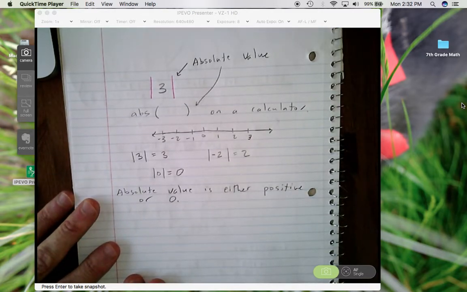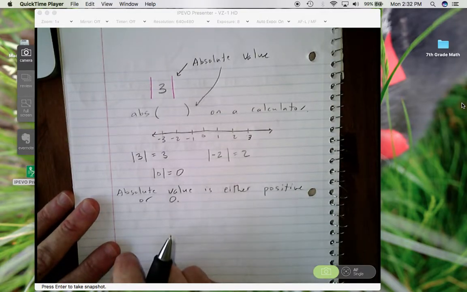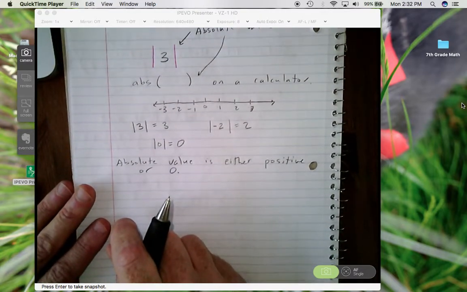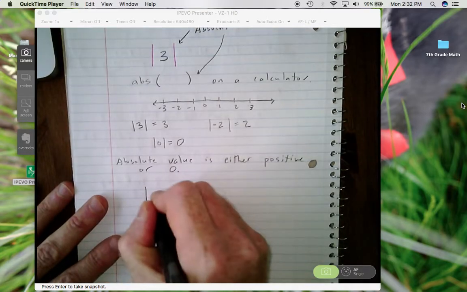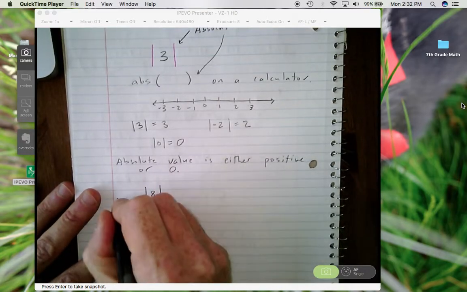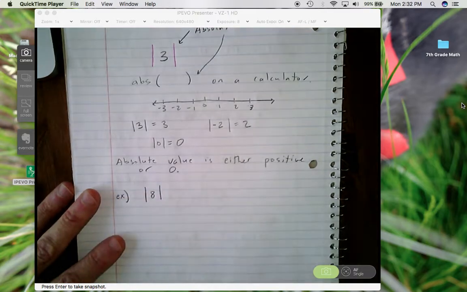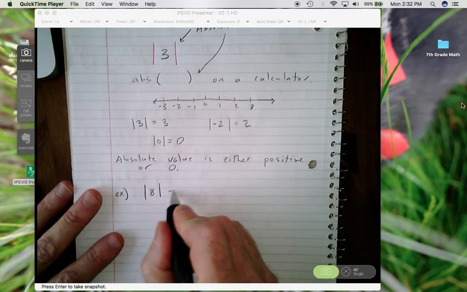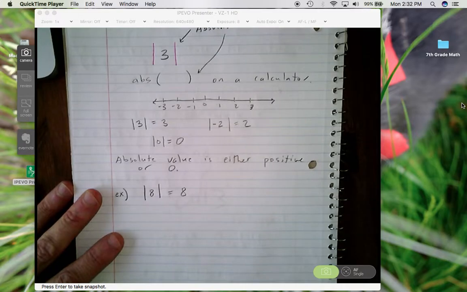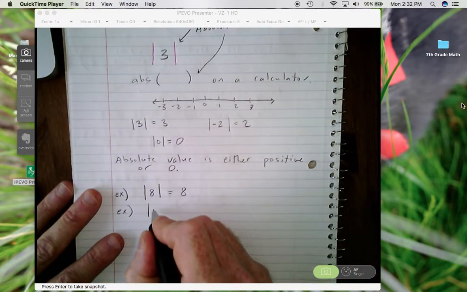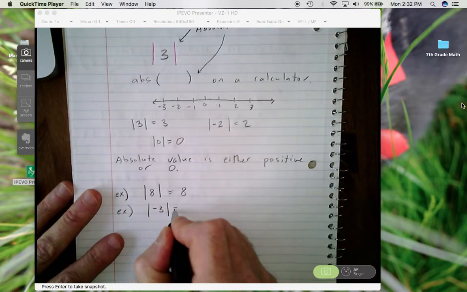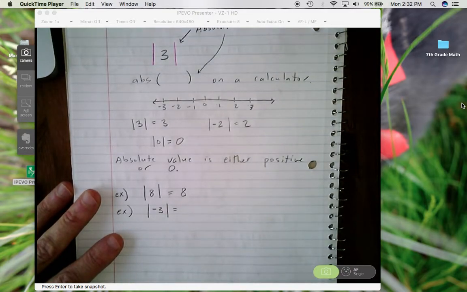So let's just look at a few problems here, and I think this homework assignment's going to be pretty straightforward. So what is the absolute value of 8? So here's an example. Absolute value of 8, well, that's just 8. So what's the absolute value of negative 3? Okay, I'll let you think about that for a second here before I write the answer down.